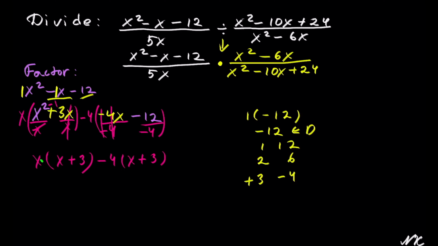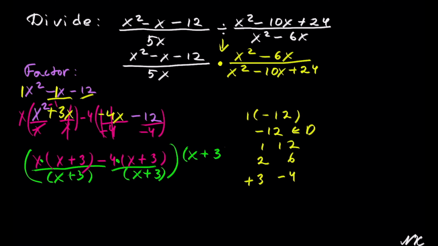We have a common factor of x plus 3. So let's factor it out by dividing both terms by x plus 3. And whatever goes into the denominator goes on the outside. This gives us x times (x plus 3) out of (x plus 3). x plus 3 and x plus 3 will cancel. So we have x. Negative 4 times (x plus 3) out of (x plus 3). x plus 3 and x plus 3 will cancel. So we get (x minus 4) times (x plus 3) that we have just factored out.